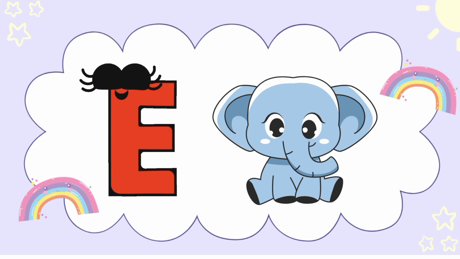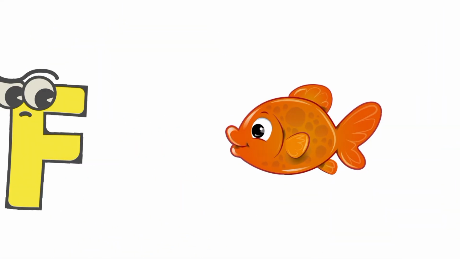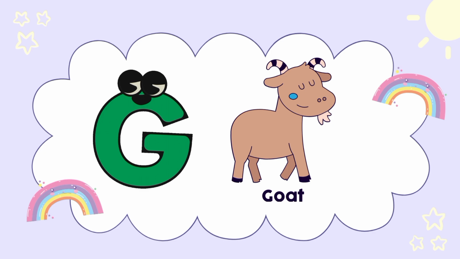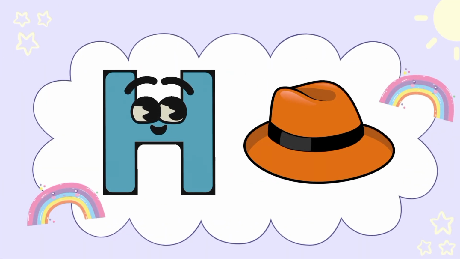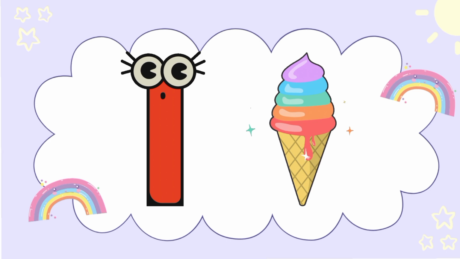E is for elephant, elephant. F is for fish, fish. G is for goat, goat. H is for hat, hat. I is for ice cream, ice cream.